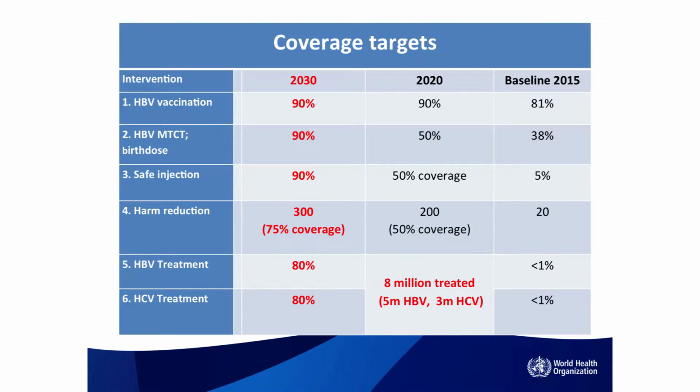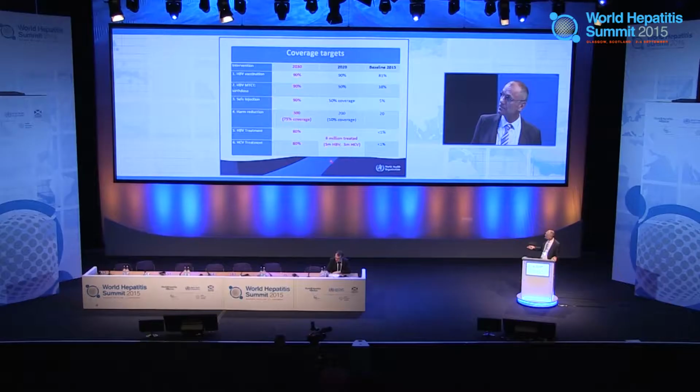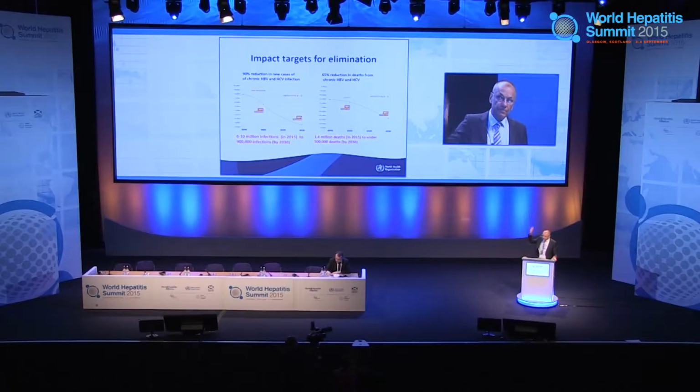Remember, we have 15 years to go. We need to be ambitious. And we also have some milestones, which are somewhat less ambitious, because obviously the time is much shorter for 2020. But I want to highlight certainly one milestone that is, I believe, very important, and that is the 8 million treatment target for 2020, in 5 years, which would be 5 million for hepatitis B and 3 million for hepatitis C. So this is certainly one of the more important slides of this presentation, and we can come back to it. If we achieve those levels of coverage, what would be the impact?